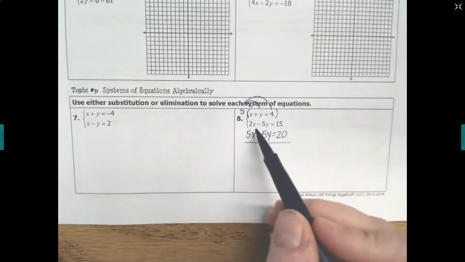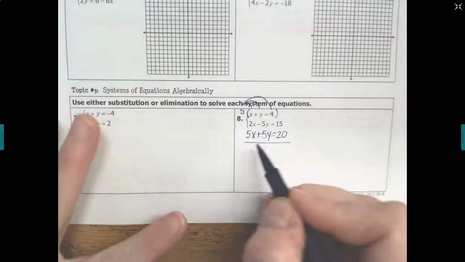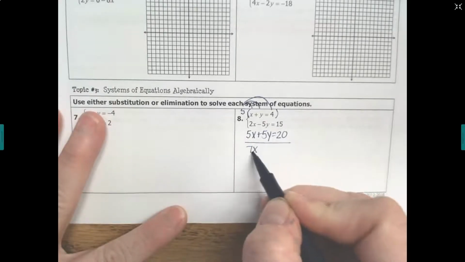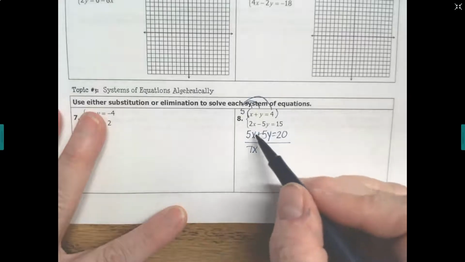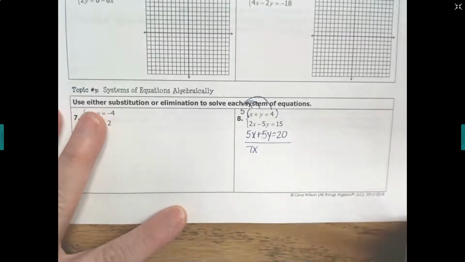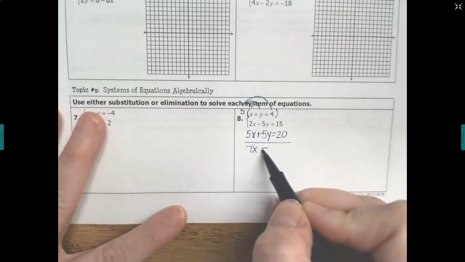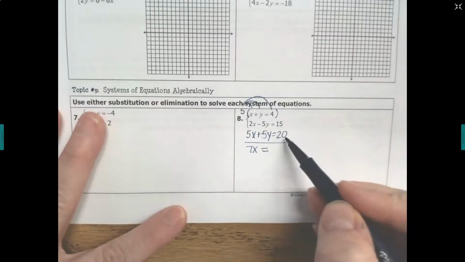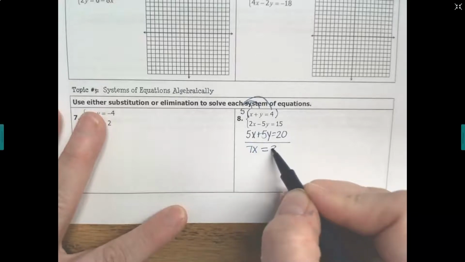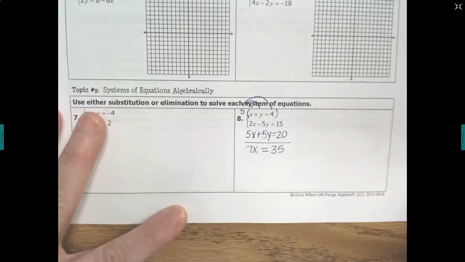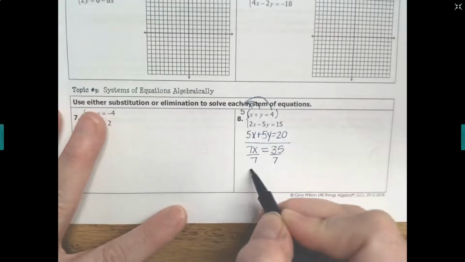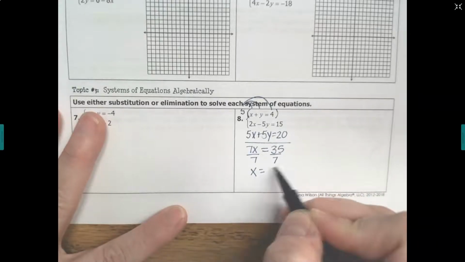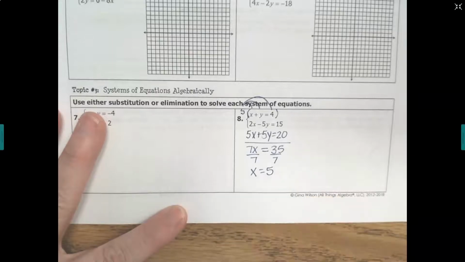For example, this is a positive 2x and a positive 5x, so we have 7x. This is a negative 5y and a positive 5y. That's what I was going for. I have 0 y's left, so I'm not going to write them down. Then I have my equal sign, and then I have 15 and a positive 20 for a positive 35. We're trying to get x alone, so we divide each by 7, and we get x equals 5.